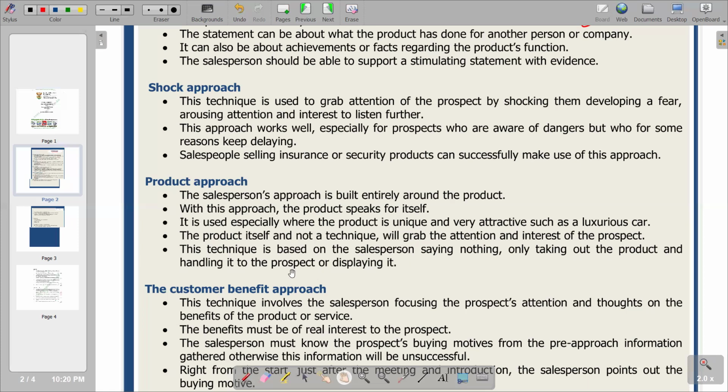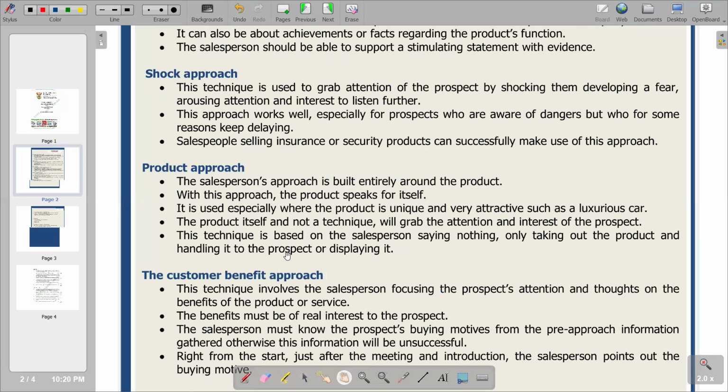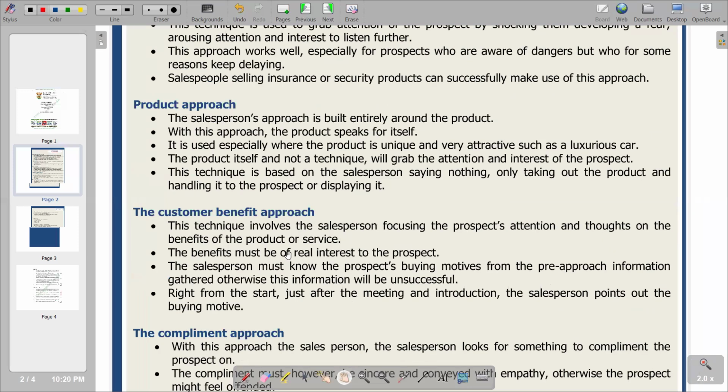Moving on to the next one, we are going to have the customer benefit approach. Under the customer benefit approach, we have a scenario of describing the benefits or advantages that a consumer gets from using or buying a product or service. So that's the customer benefits approach. But the benefits must be of real interest to the prospect.